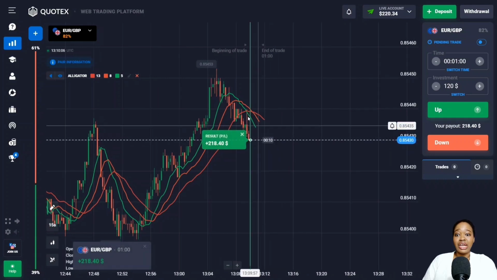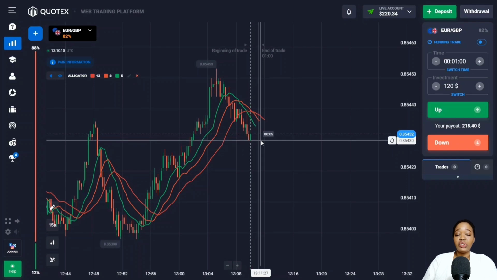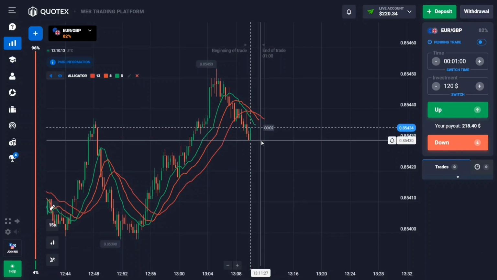So this is awesome. As you can see, this price continued to move down and I made awesome profit. So let me go on and find my next entry point.